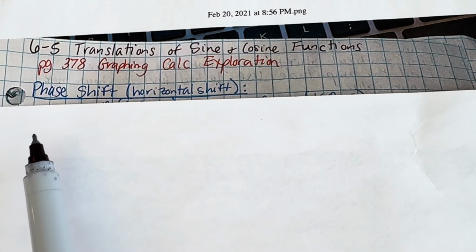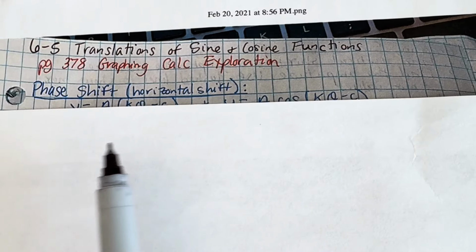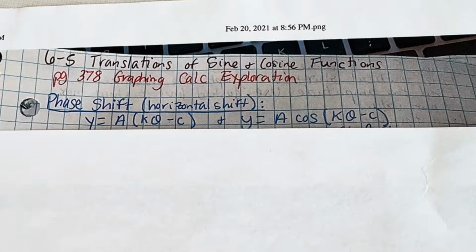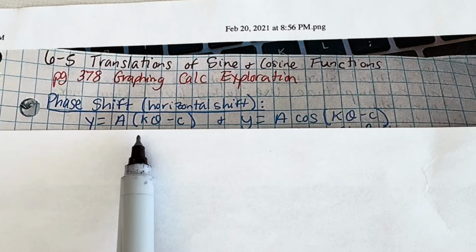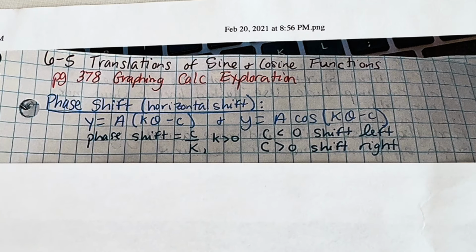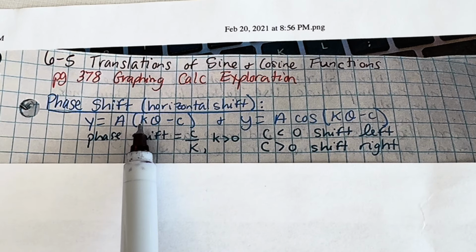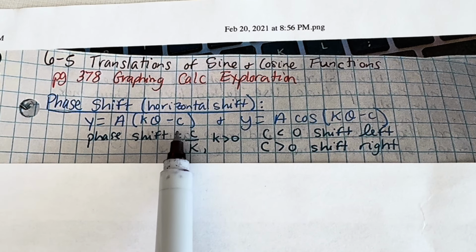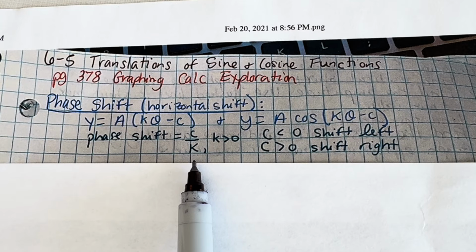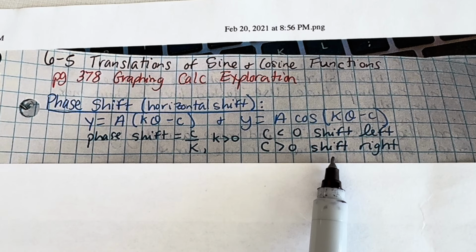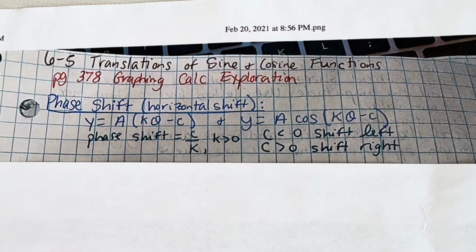So the first one is our phase shift, or our horizontal shift. So shifting that left to right. That is located inside of parentheses, and you're going to see that with this K and the C. Our phase shift is equivalent to C divided by K. So you're going to need the number next to theta, and then if it's being added or subtracted on there. If your C is less than 0, you're going to shift left. If your C is greater than 0, it tells us that you're going to shift right. You'll see that when you throw that in.